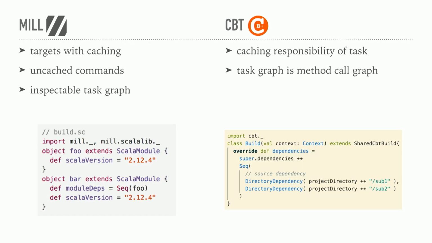The SBT contenders, Mill and CBT. So SBT used to, a long time ago, have a pure Scala library configuration. Then they sort of moved away from that, and people were unhappy, so they started making new tools which are configured in plain Scala. They differ in some more or less minor ways. Mill tries to take a bit of inspiration from Bazel by having targets which are by default cached. In CBT, caching is left to the user of the tool.